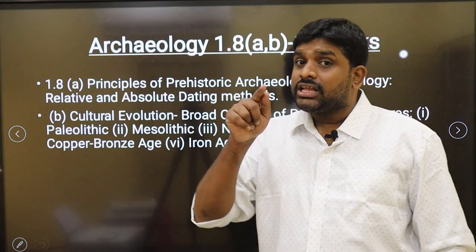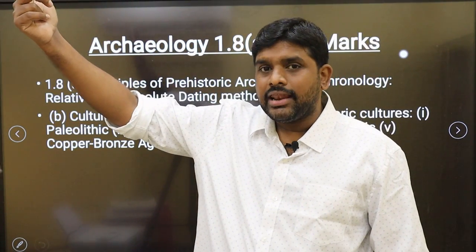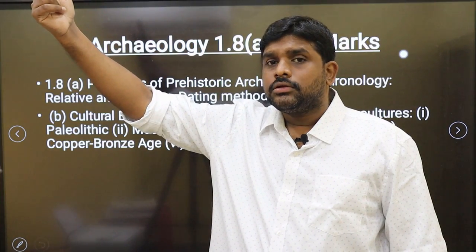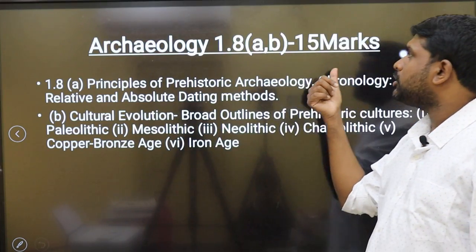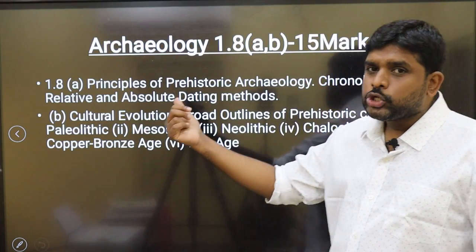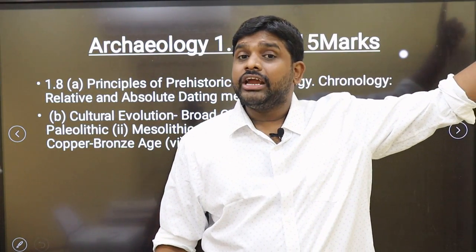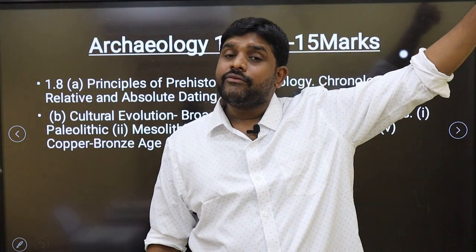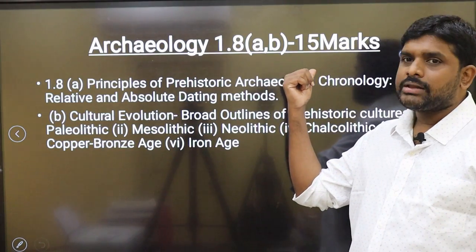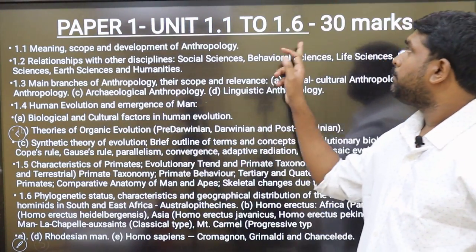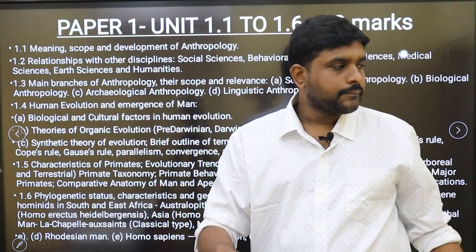Then archaeology within 1.6, then where did 1.7 go, sir? 1.7 is cell. It comes under physical anthropology. 1.8 and 1.B is called general archaeology. In general archaeology, 15 marks will be there: absolute dating method, relative dating method, general archaeology. In paper 2, we will have Indian evolution and Indian archaeology. But 1.8 A, B is about 15 marks. So 15 marks plus 30 marks, 45 marks from paper 1, unit number 1.